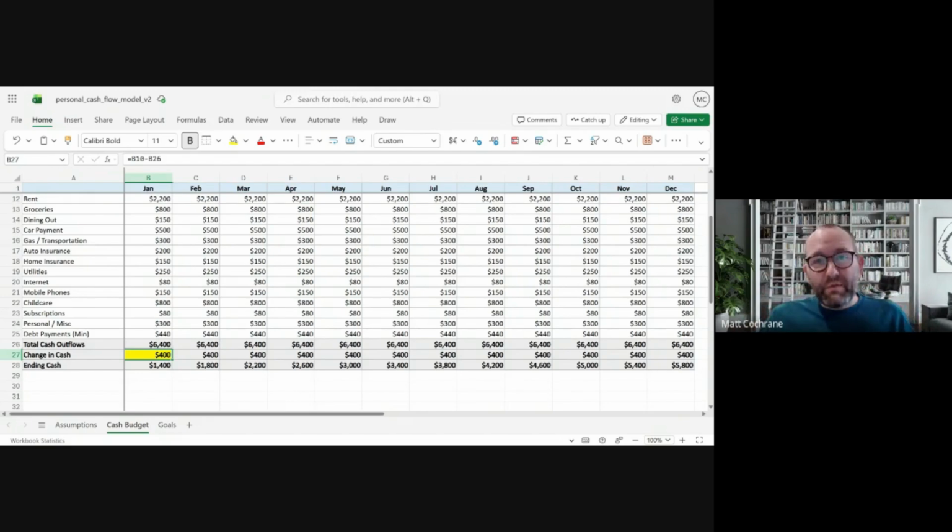We can do whatever we want with it, but remember, the purpose of the cash budget is to identify this, and to identify areas or opportunities where you can make improvements, whether that's cutting out the dining out, maybe reducing your grocery bill a little bit, looking at some of those flexible expense items, or increasing your income by taking on gigs or whatever the case may be. In any case, $400, that's what we have to work with.